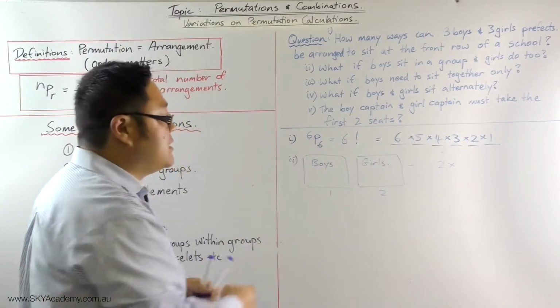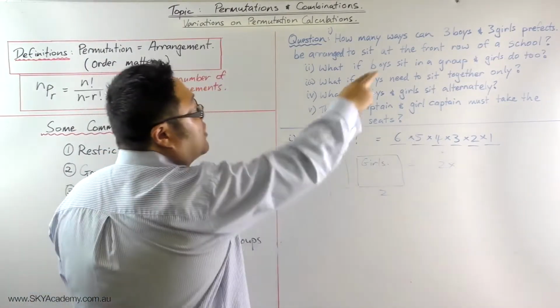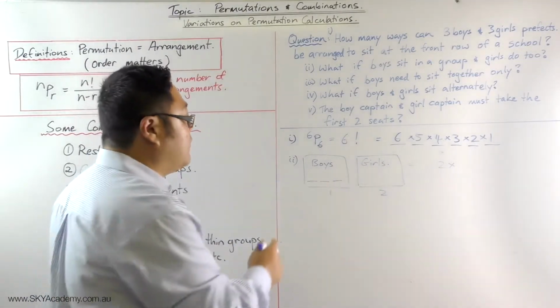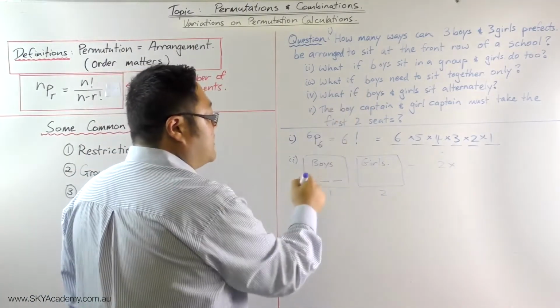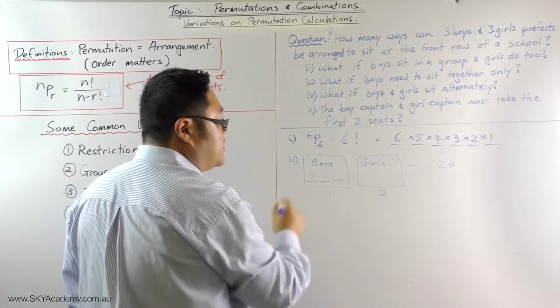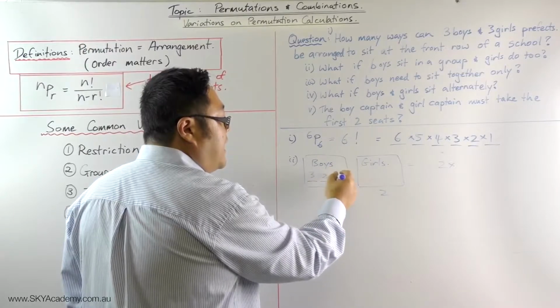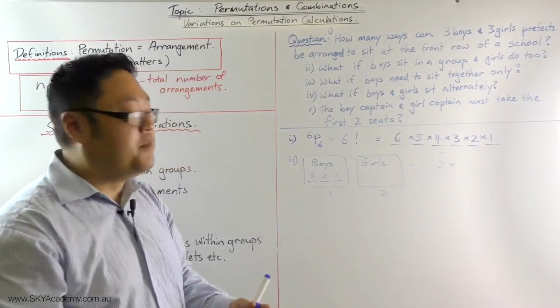Does that make sense? So how many ways can you arrange the 3 boys within the boys group, right? Well, you've got 3 boys, 3 can fit into the first choice, 2 can fit into the second position, and 1 can fit into the third position.